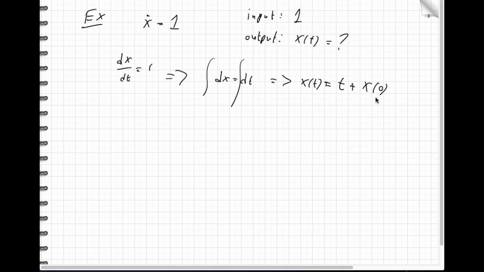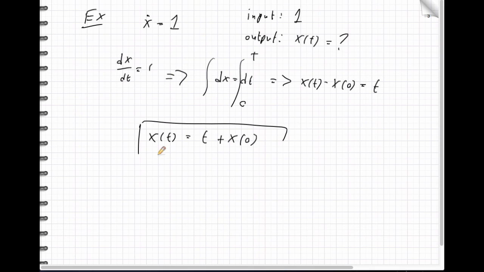Or sorry, let me double check that. Plus, it's over here, actually. X of t, and I'm assuming this is from 0 to t, so this is going to be x of t minus x naught equals t, and that is equal to x of t equals t plus x naught. Okay, pretty simple. Let's do it with Laplace.